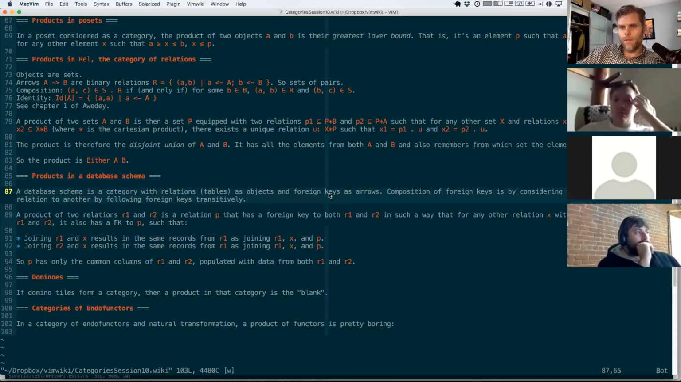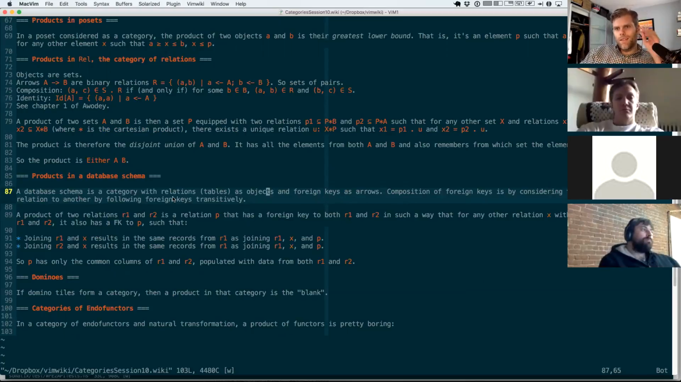All right, so there's an arrow from the table T1 to the table T2 if there is a foreign key from T1 to T2. And composition of foreign keys is by considering the join path from one relation to another. So we follow the foreign keys transitively, right? So we go from order to line item to product. So there's an arrow from order to product by going through the line item, right?